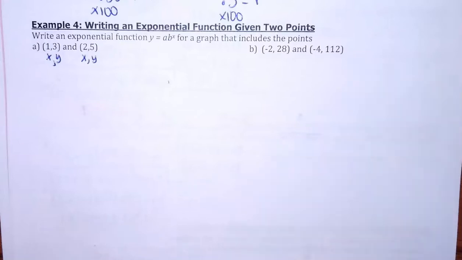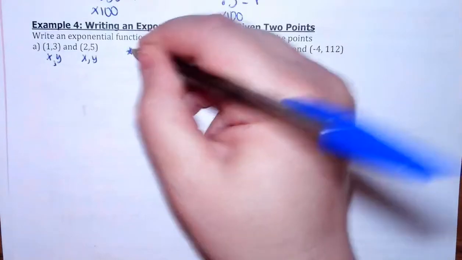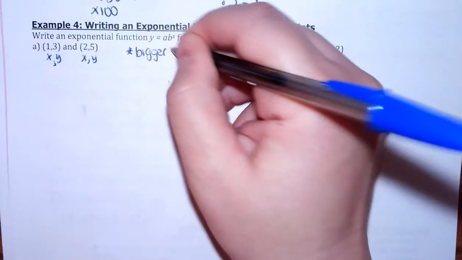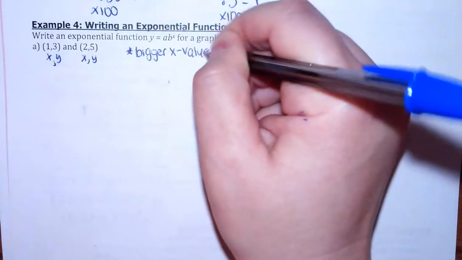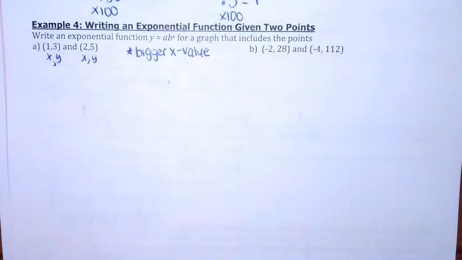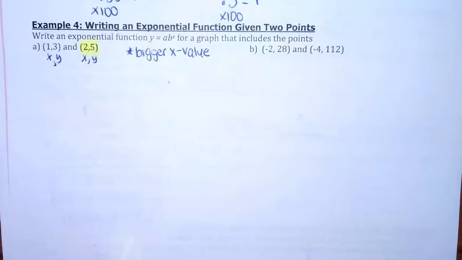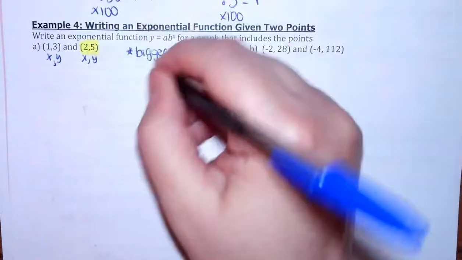What I need you to do is start with the bigger x value. Whichever point has the bigger x value, that's the one I want you to start with. So the larger x value for this question would be the 2. So we're going to write 2 equations. They're going to be very similar, but we're going to plug in these points. So I'm going to use that y equals ab to the x.